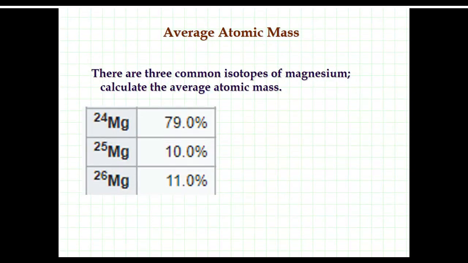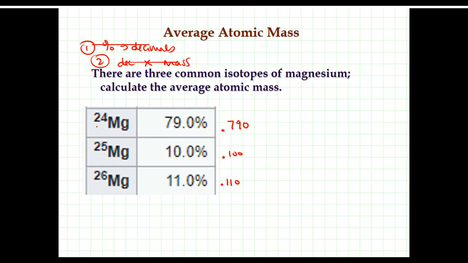So remember that average atomic mass, there are 3 steps you want to follow. Step number 1, turn your percents into decimals. 79.0% is 0.790 as a decimal. 10% is 0.100 as a decimal. 11% is 0.110 as a decimal. That's step number 1. Step number 2, you're going to multiply your decimal by the mass.